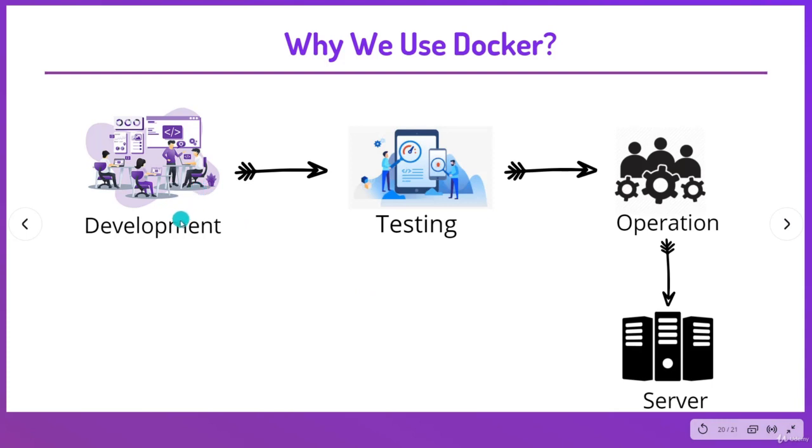You create an image from your development team, then give that image to the testing team so they can run a container by using your image, and that image is also shipped to the operation team and also run on the server. That's it. That's why we need Docker.